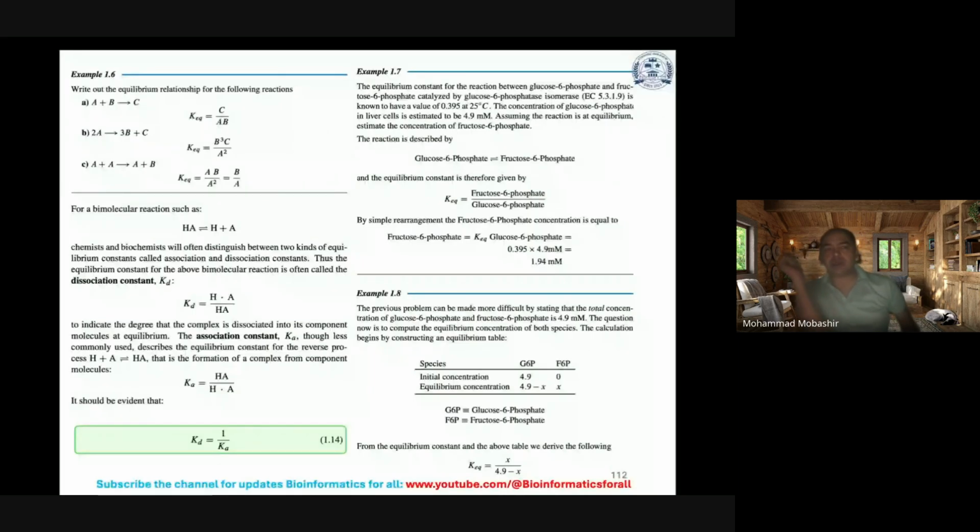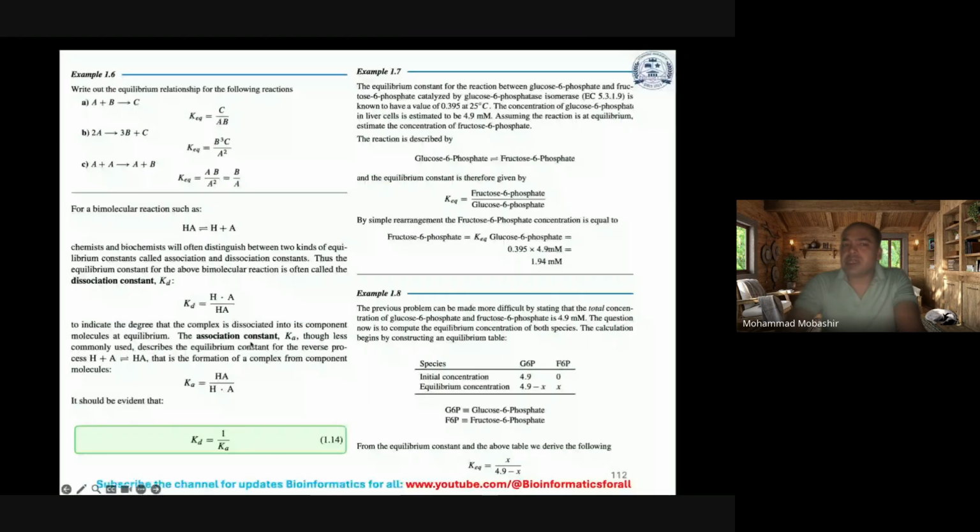Now it comes to the dissociation constant. For example, we have the bimolecular reaction, that is HA forms H and A. So here it is a reversible reaction. In this case, the dissociation constant will be Kd equals H times A divided by HA. Another thing is the association constant.